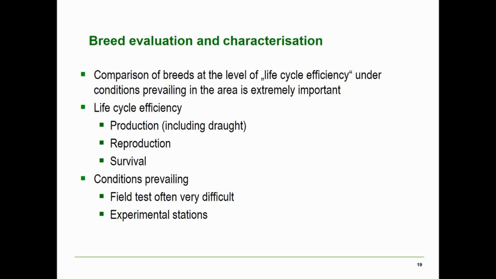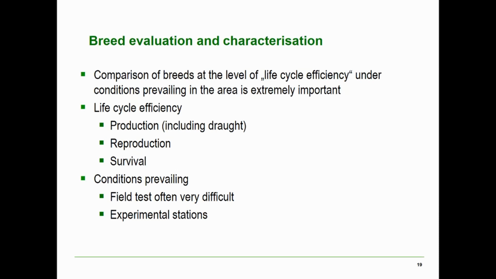Because if we take, for example, an exotic breed, or let's say more generally the Holstein cattle, it is clear that it is very efficient, for example, in European conditions. But we need to ensure that it will also be efficient in the conditions that prevail in the area where we want to implement our breeding program. So we need to look at this life cycle efficiency that is, again, not just a production issue.